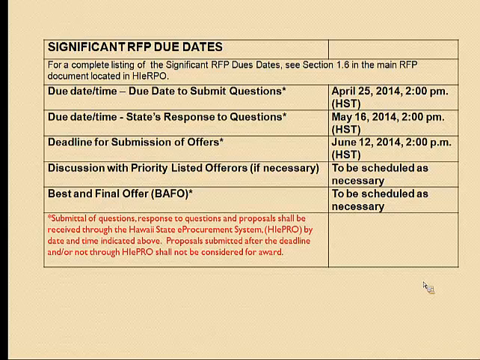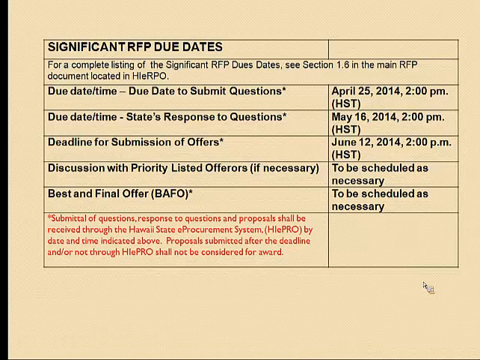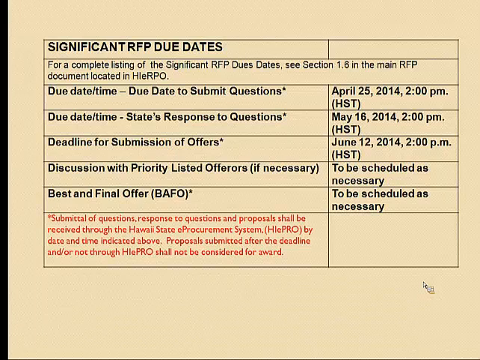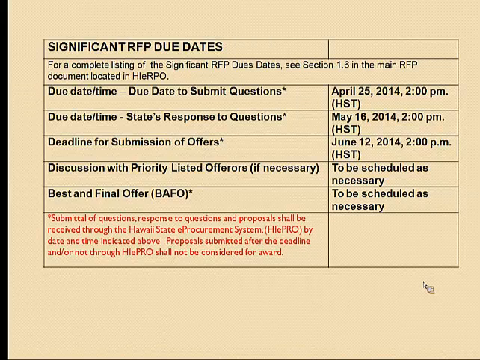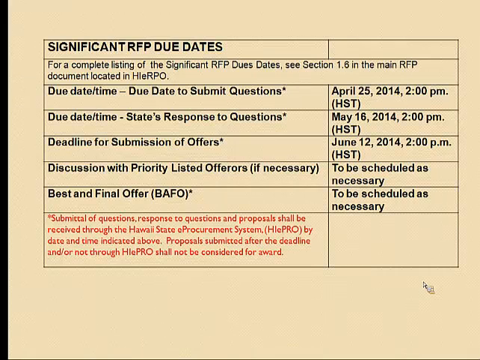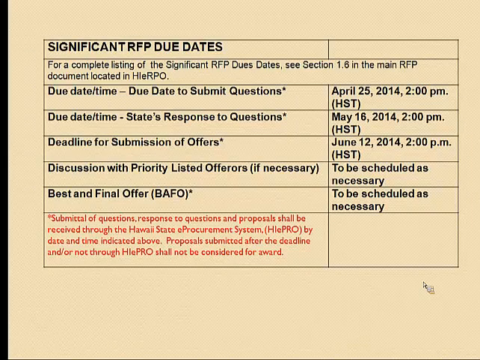Significant RFP dates. Here you have the important dates to note, and these can be found in the main document of the RFP, which is section 1.6. As we already released the RFP, we are now holding the pre-offer conference. The next important date is the due date to submit questions, which is April 25th. Note the time of 2 o'clock p.m. Hawaii Standard Time. It is important that if you have any questions, you submit them through HIPRO by that date and time, and the state will respond by May 16th at 2 o'clock.